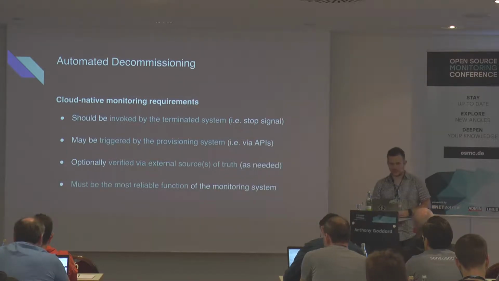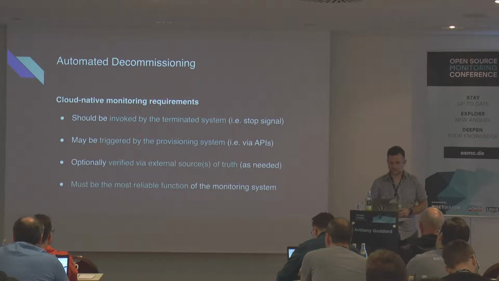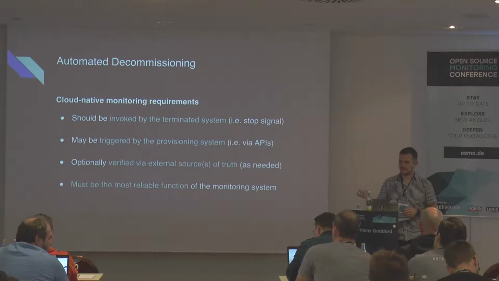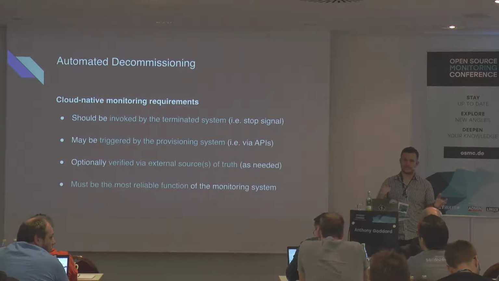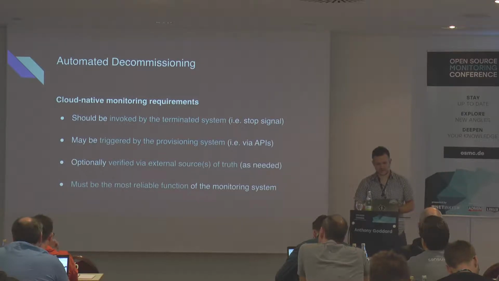And so for automated decommissioning, it should be invoked by the system that's being decommissioned. For example, when the system knows it's going offline, it should say that it's going offline. It could be triggered by a provisioning system, so it could be triggered by, let's say, a Chef command to remove clients. It could be triggered by your cloud platform's APIs for when nodes are coming offline.